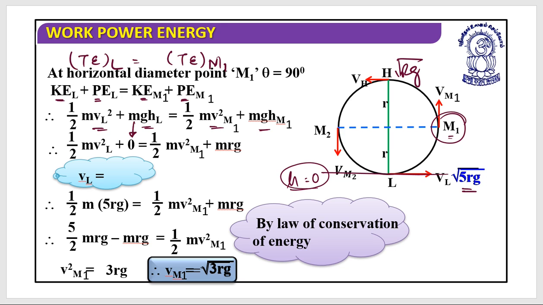So mgh would be converted to 0, and that could be written as half mvl square plus 0, equal to half mv square at m1 plus, this is the separation, r, mgr. If I put vl equal to root of phi rg, let's just replace the value. Then velocity at m1 would be equal to root of 3 rg. So this is the velocity at this location, it would be a root of 3 rg. I hope this is clear.